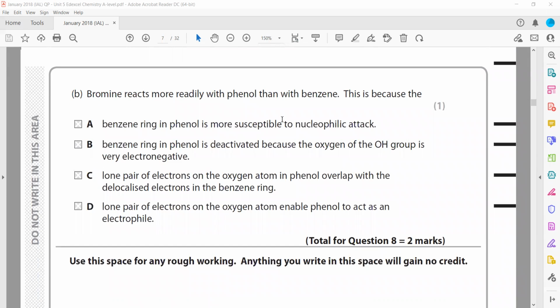Then bromine reacts more rapidly with phenol than benzene. What is the reason? The reason is that phenol has an OH group attached. The lone pair of electrons on the oxygen atom overlaps with the delocalized electrons of the benzene ring, which makes it more reactive. When you go through the benzene topic, you will find that this reason is always there.